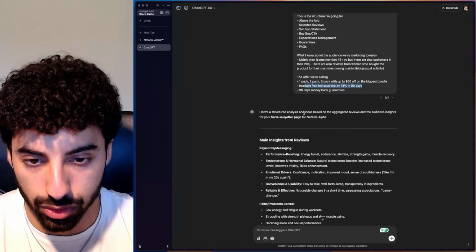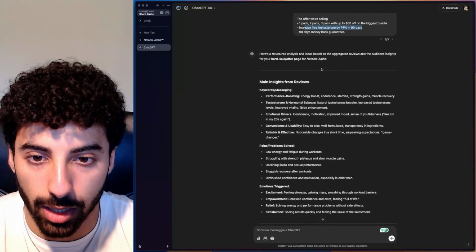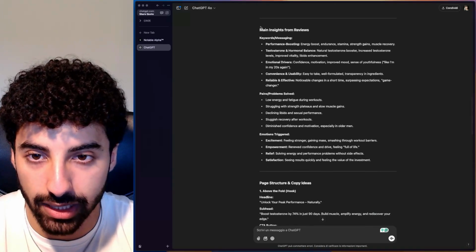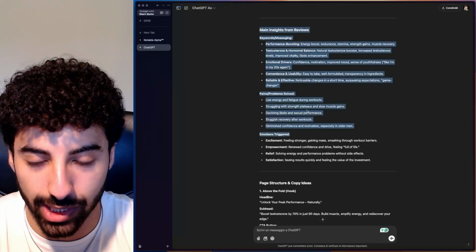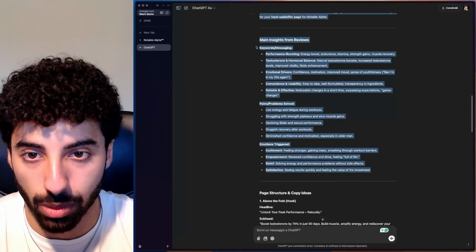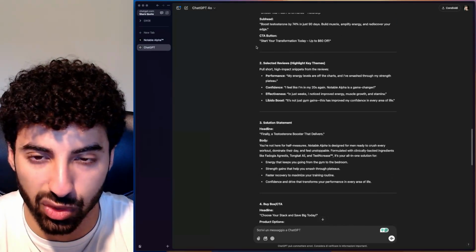And here's the result from ChatGPT. I've gone a little bit through this. It's not the best. You can mainly use the main insights you get, so the keyword messaging, the pain and problem solved, and the emotions triggered. Those are the most important things to come up with copy for pages. But then I also asked it to come up with the page structure, and it's not super good.